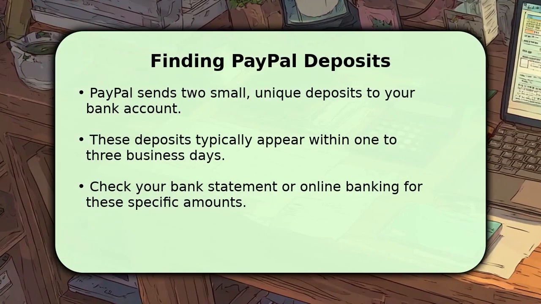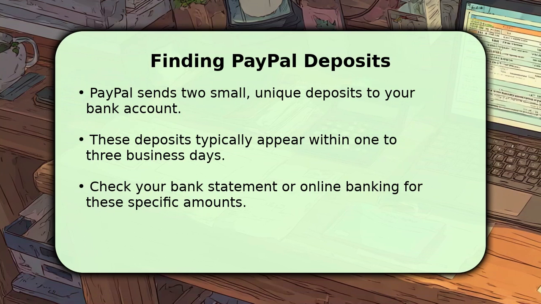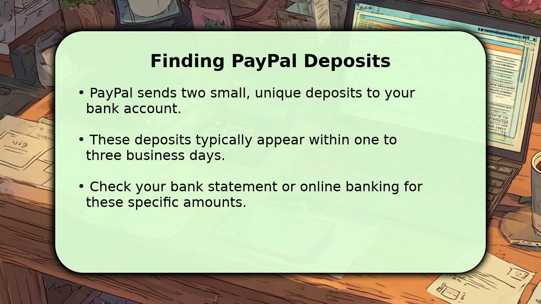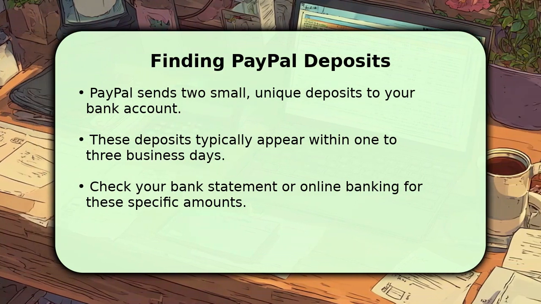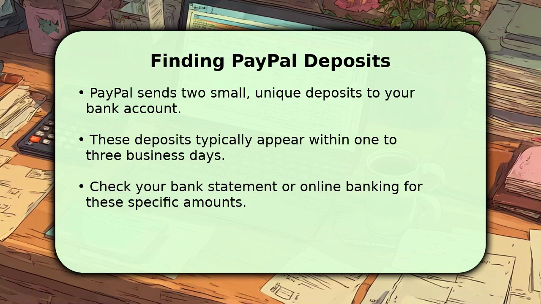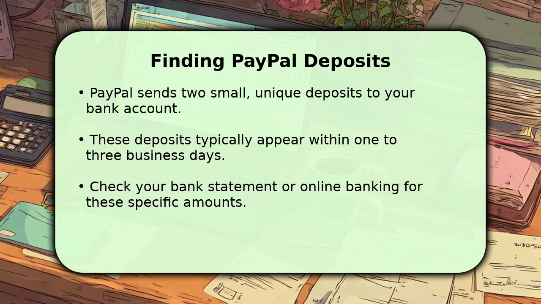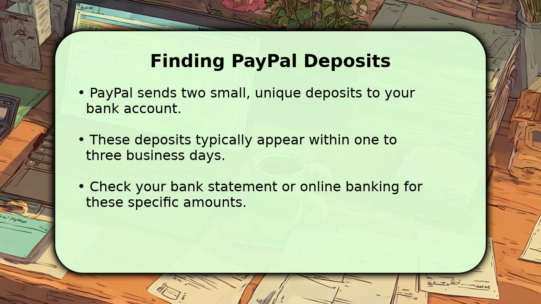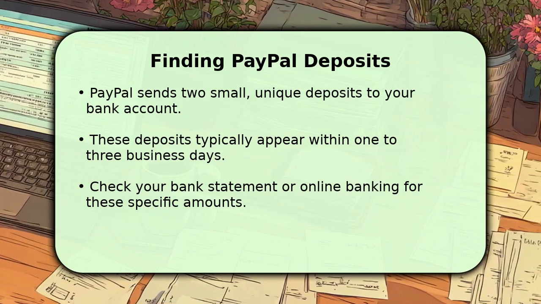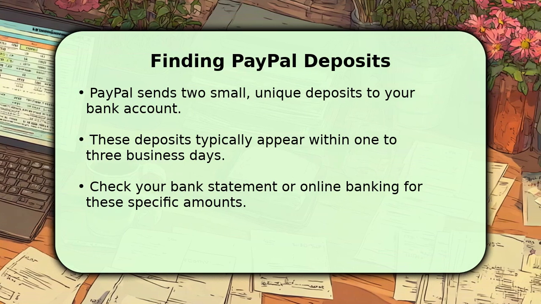After you initiate the confirmation, PayPal will send 2 very small deposits to your linked bank account. You should expect to see these unique amounts appear within 1 to 3 business days, sometimes sooner. Carefully check your bank statement, either online or paper, for these 2 distinct deposit entries. They are usually less than $1 each, and they serve as your verification code.